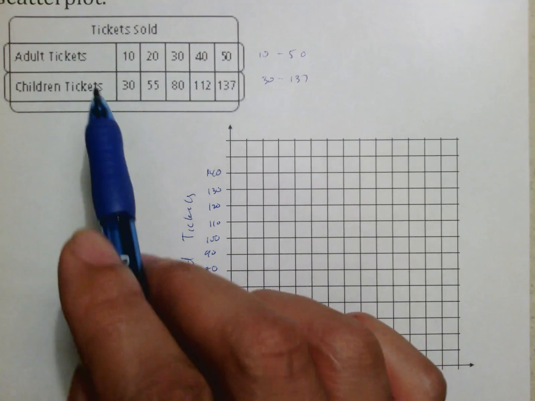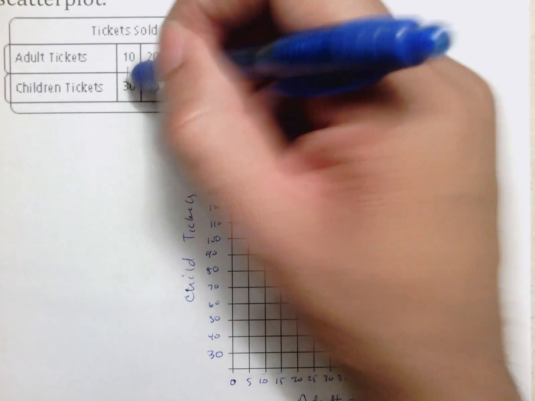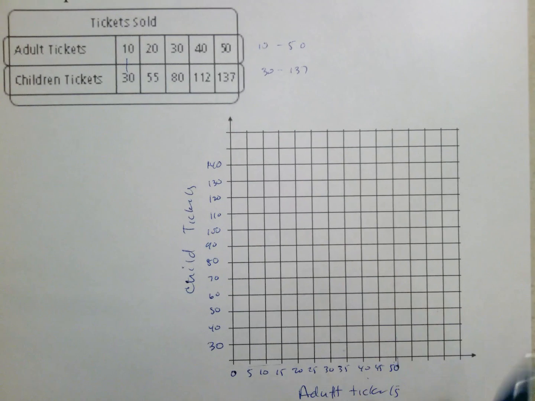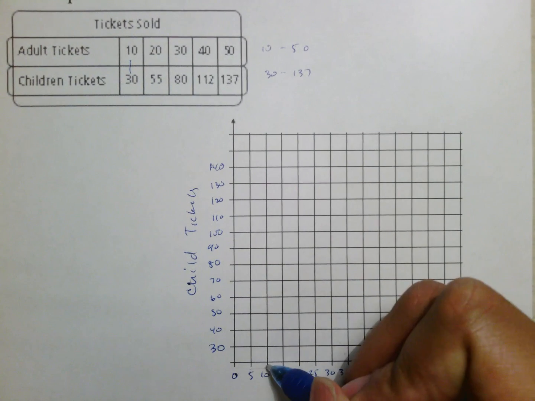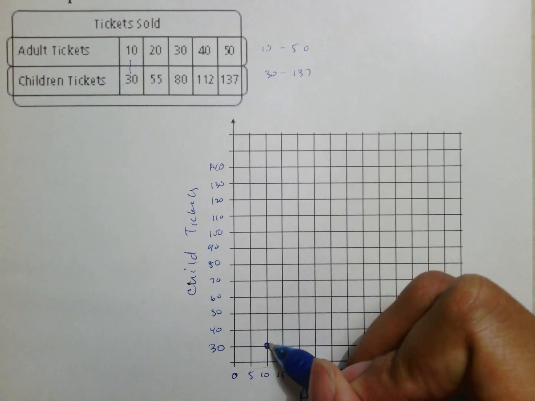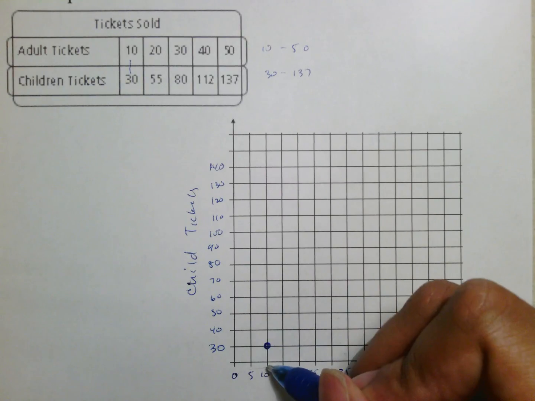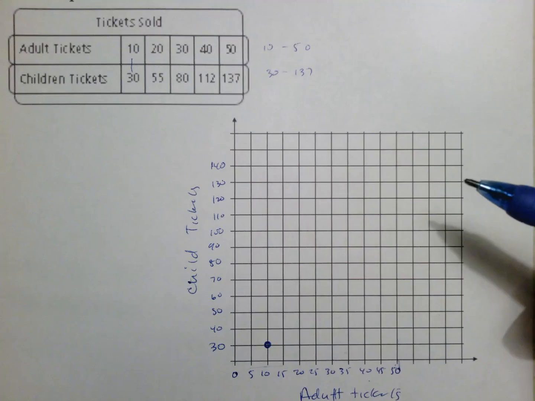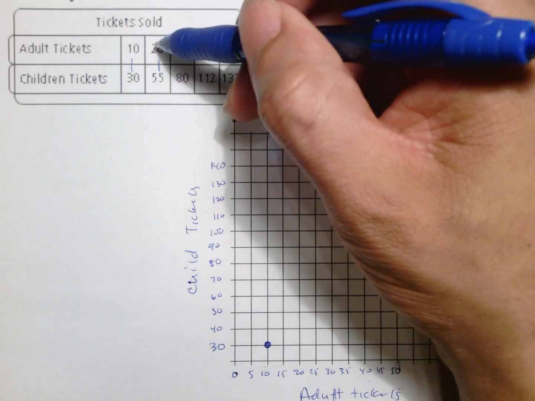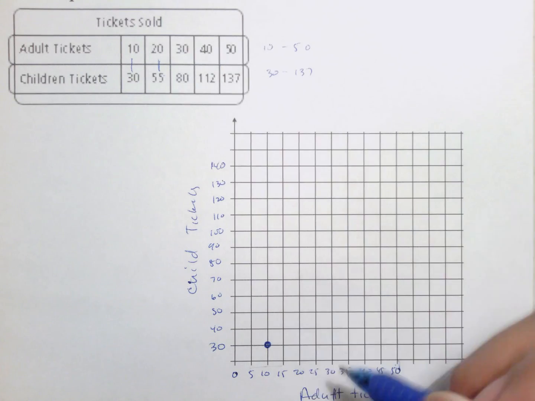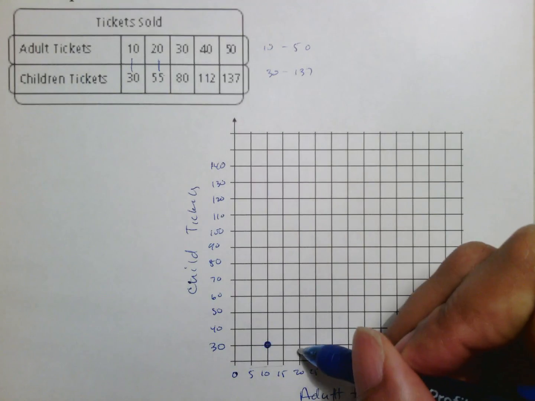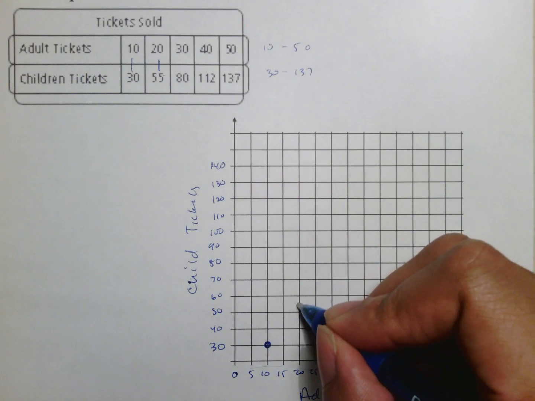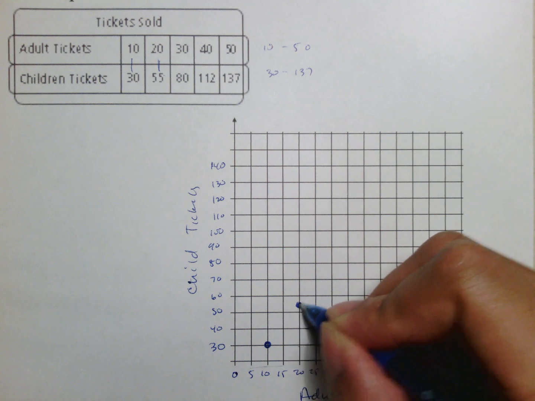Now I just have to go through and get each pair. So for example, 10 on adult tickets leads to 30 for children's tickets. So 10 on adult tickets is here, 30 for children's tickets is right there. There is your dot. Again, 10 on adult tickets, 30 on children's tickets, that's the first point that's there. Here, 20 on adult tickets leads to 55 on children's tickets. Well, here's 20. 30, 40, 50, 55 would be right in between 50 and 60, and so that is where your dot would go.